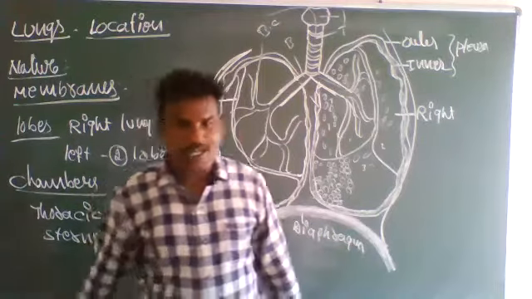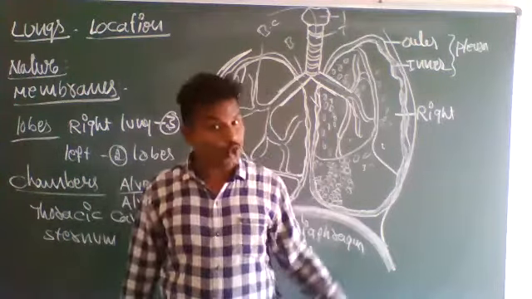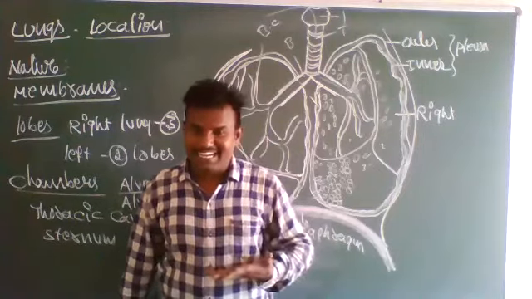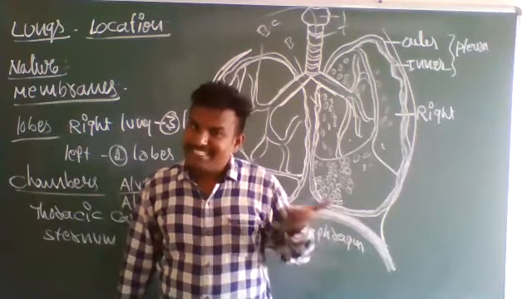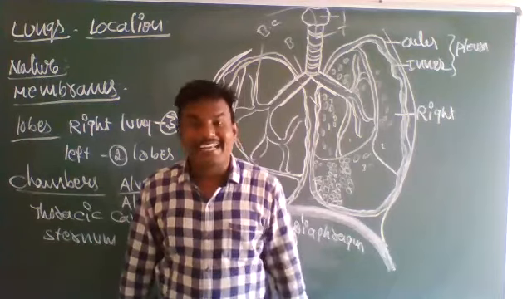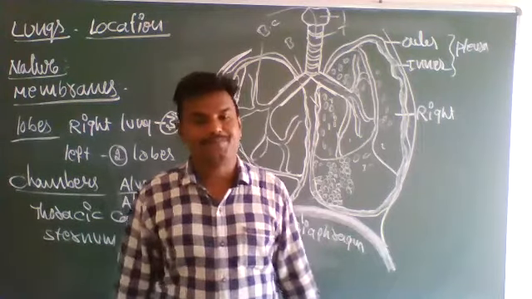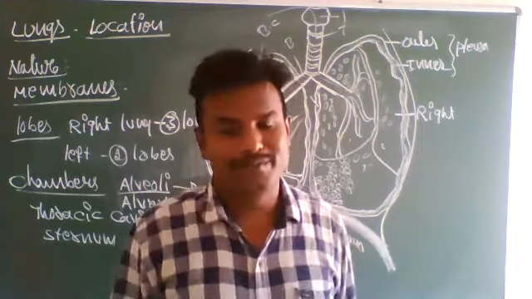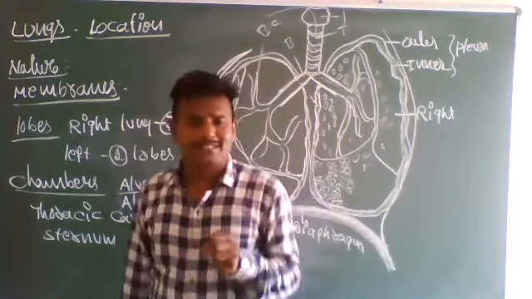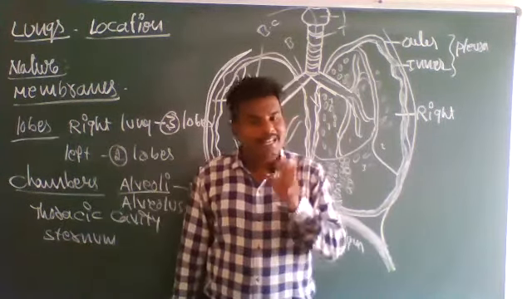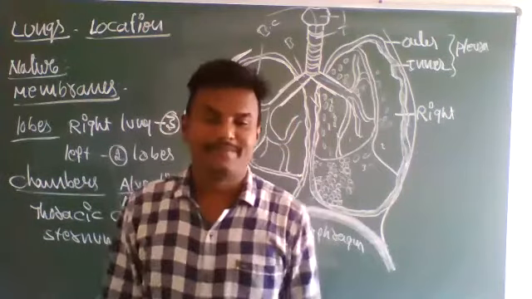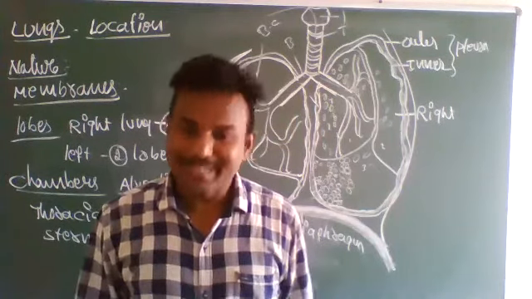Lungs are protected on all sides. Dorsal side, the vertebral column. Ventral side, the thoracic cavity, sternum, and lower side, the diaphragm, and left and right side ribs. These are all the parts that protect the lungs very safely. This is the explanation about lungs.